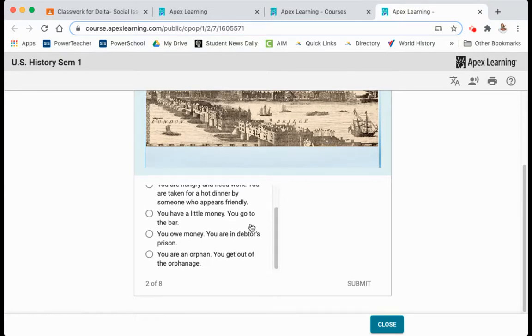That seems a little sketch. You have little money. You go to the bar. You owe money. You're in debtor's prison. Or you are an orphan and you get out of the orphanage. Not great choices, but go ahead and pick one. Maybe I'm going to go to the bar.